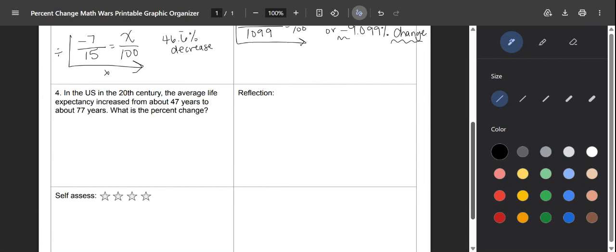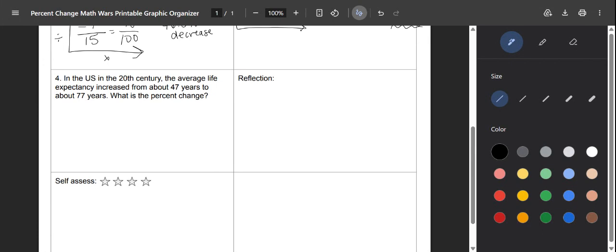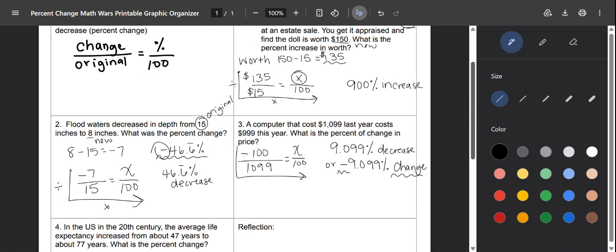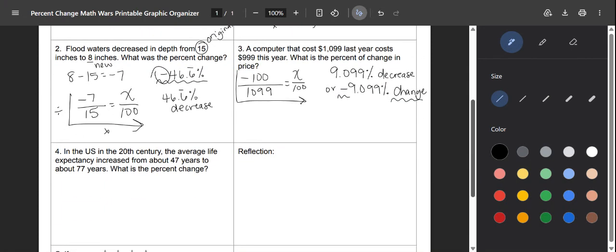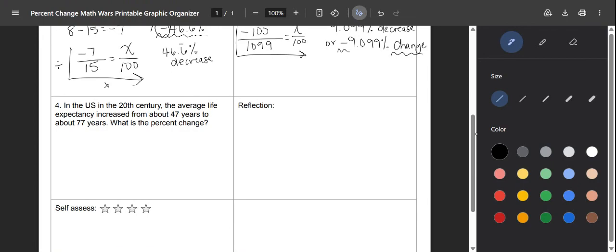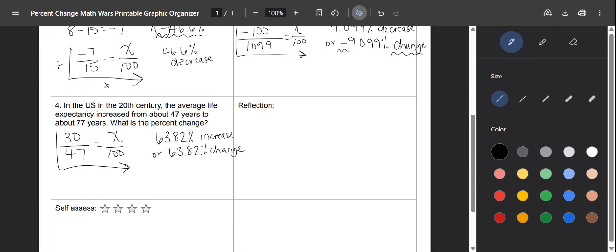Okay. Number 4, in the U.S. in the 20th century, the average life expectancy increased from about 47 years to about 77 years. What is the percent change? So find your amount change, set it over your original, and solve your proportion. Please press pause now and come back when you're ready to check your answer. Welcome back. We should see a 63.82% increase, or you could say positive 63.82% change. Because the 63.82 is positive, that implies that the change is in the positive direction.